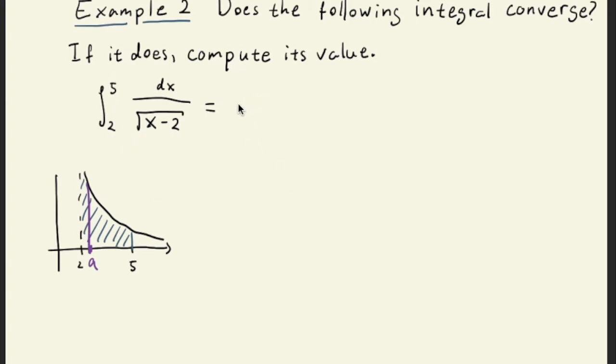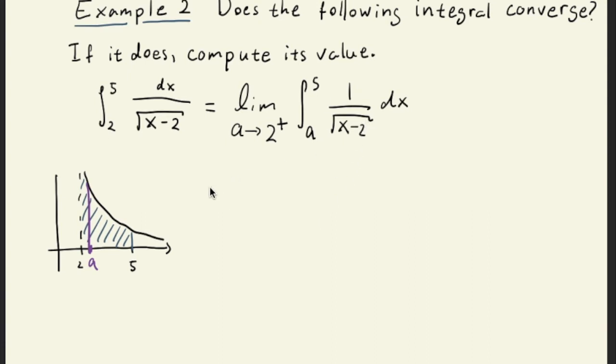So it's an improper integral, and to compute it, we need to take a limit as a approaches 2. I'm going to have it approach 2 from the right, so I'll put a plus sign right there. From the positive side, that's what this plus says. Of the integral from a to 5 of 1 over root of x minus 2 dx.